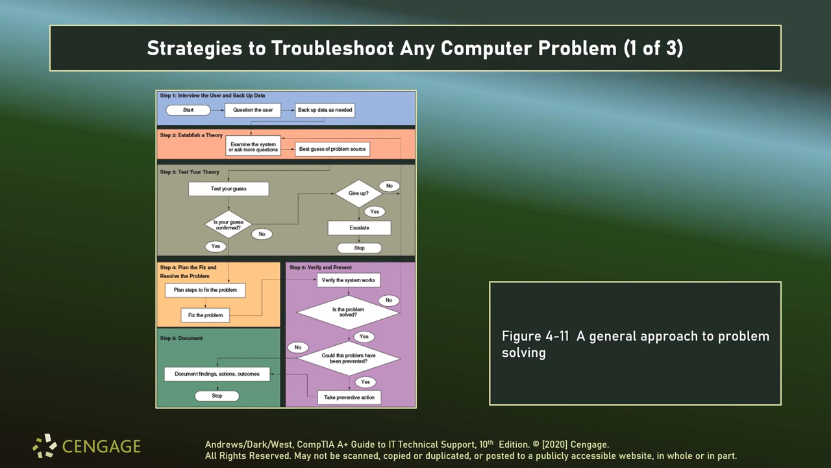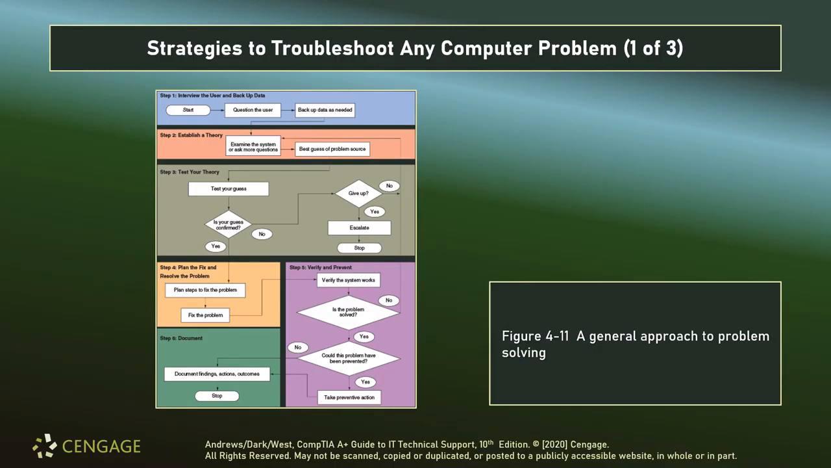So if we get down to step 4, we made a guess, turns out to be right, great. Let's go ahead and plan our steps to fix the problem, fix it. So that's going to be plan and resolve. And then step 5 is to verify and prevent. Verification of the fix. Is everything good? Yes, then we move down. If not, we have to move all the way back to step 2 and start over again.